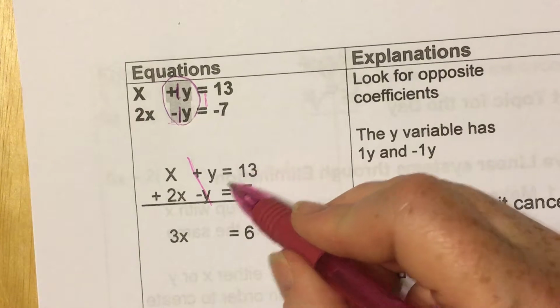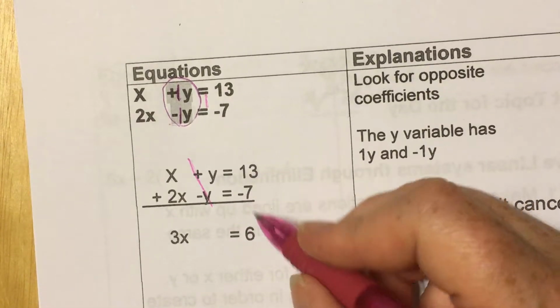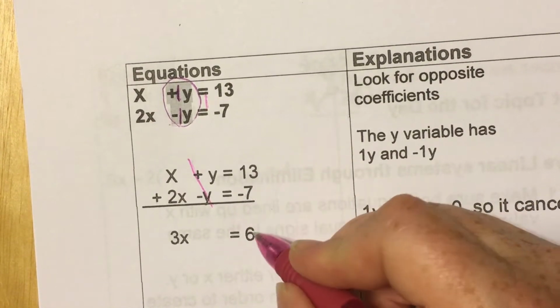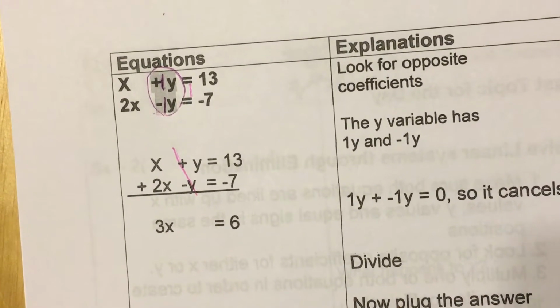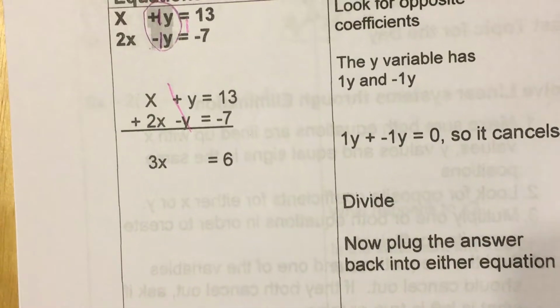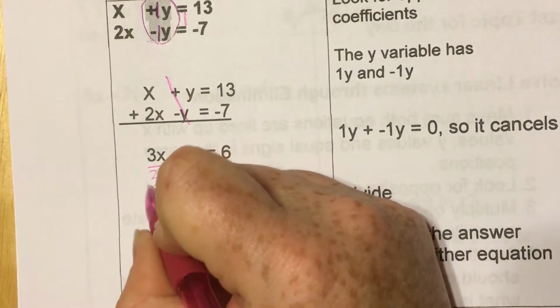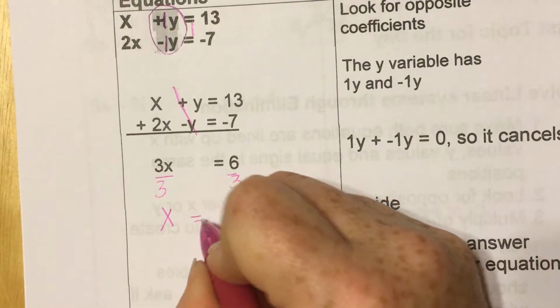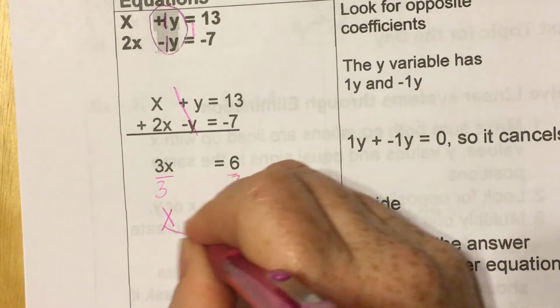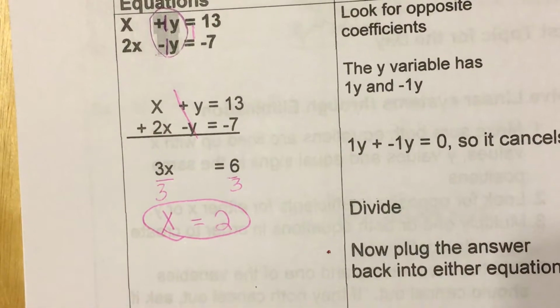Okay, and then 13 plus negative 7 is 6. So now we can just divide, and when I divide by 3, I'll have x equals 2. Okay, so now I have x equals 2.